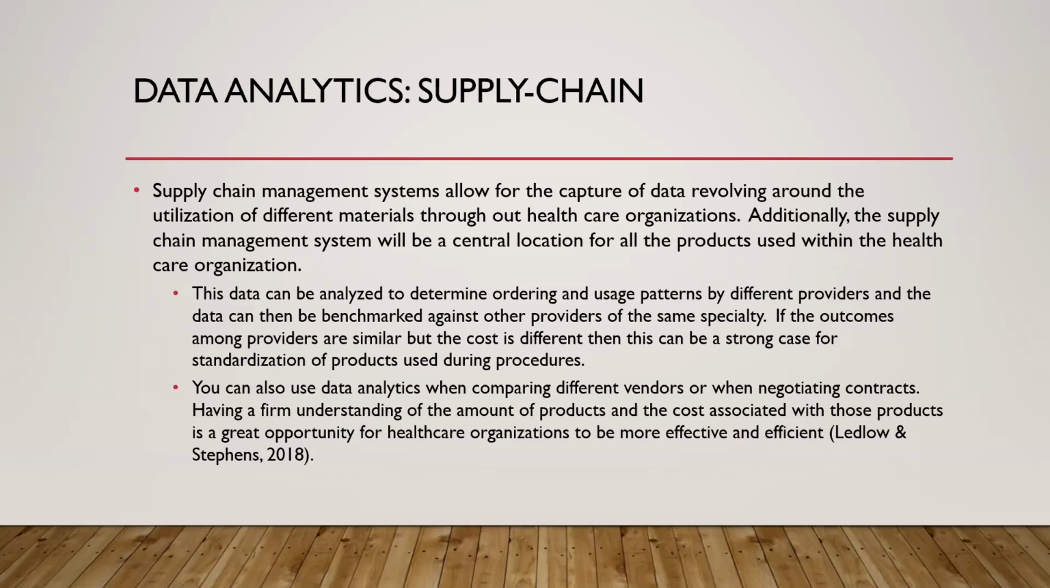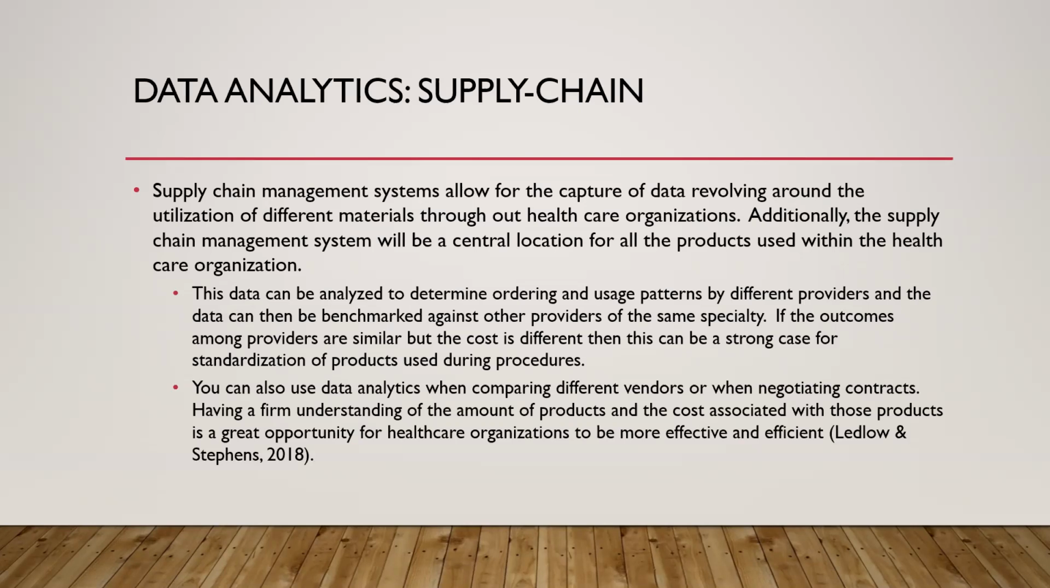However, if their outcomes are similar, that's a strong case to then go and ask the surgeon that's using the more expensive cement, and say, hey, based on the data, your outcomes are similar, however, your cost per procedure is actually double. And this will really help with incentives being value-based, or with reimbursement being tied to value-based. This will actually help you track and trend that as well.